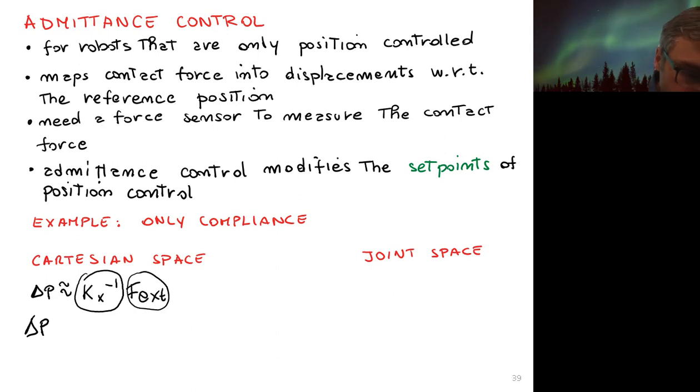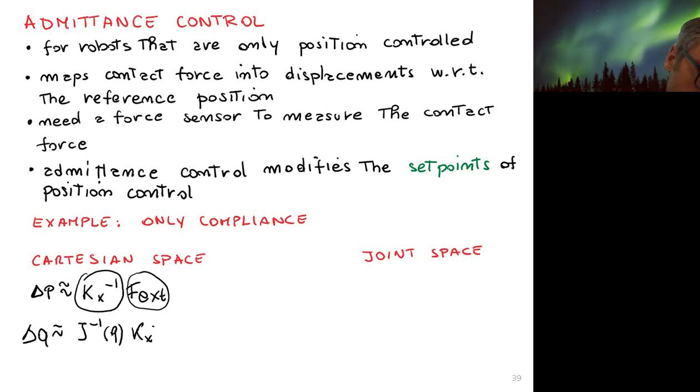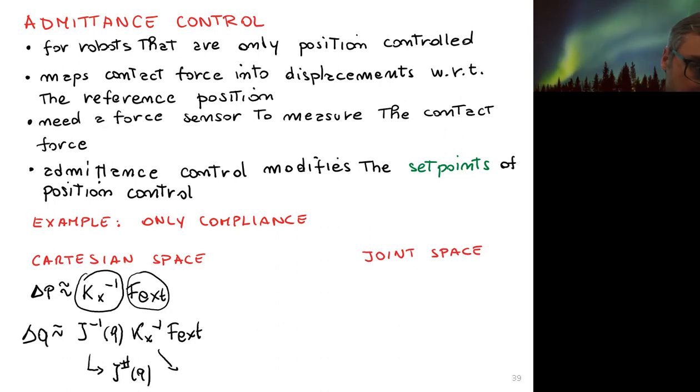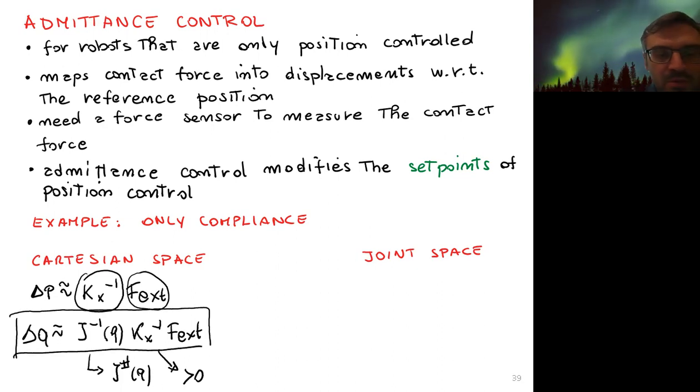And this increment, again, we could map, if the increment is small, at the joint level using the Jacobian. Okay. And of course, in case of redundant robot, we should use the pseudo-inverse. This compliance matrix should be positive definite. And that's it. We have implemented our admittance control law.